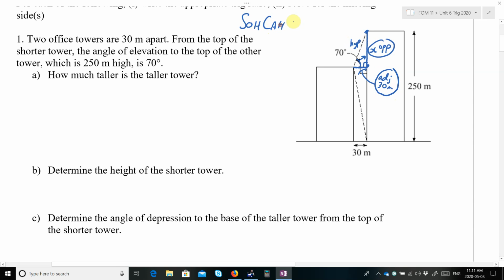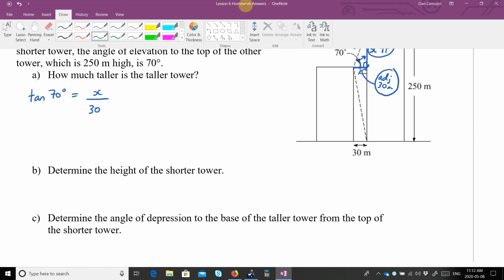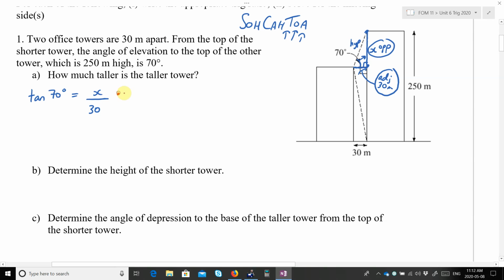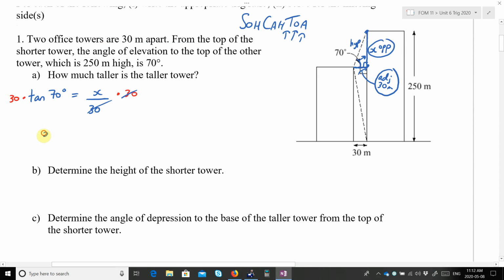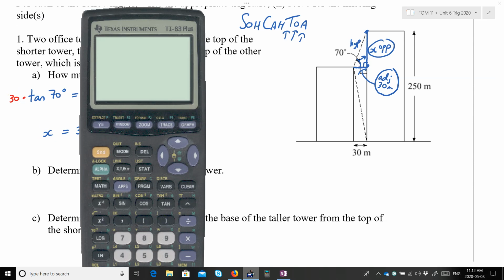If we again write down SOHCAHTOA, we are looking for opposite, and we have adjacent. That's going to come from tan. Awesome, so we would go tan 70 degrees is equal to the opposite, x, over the adjacent, 30. Okay, and to get x by itself, multiply both sides by 30. So x is equal to 30 times tan 70 degrees.